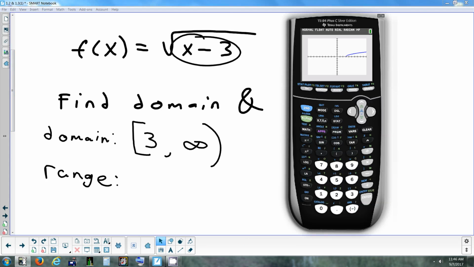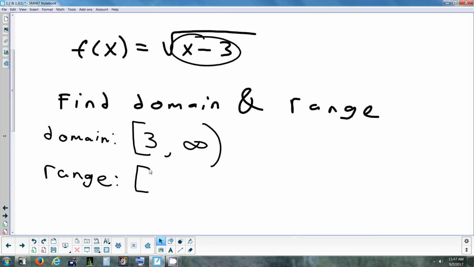That's good enough. And we can see that the x values start at 3, and they go to the right forever. How about the y values? The up and down. What's the lowest that it looks like this graph ever goes? Yeah. It goes to 0. Okay, and it will reach 0.